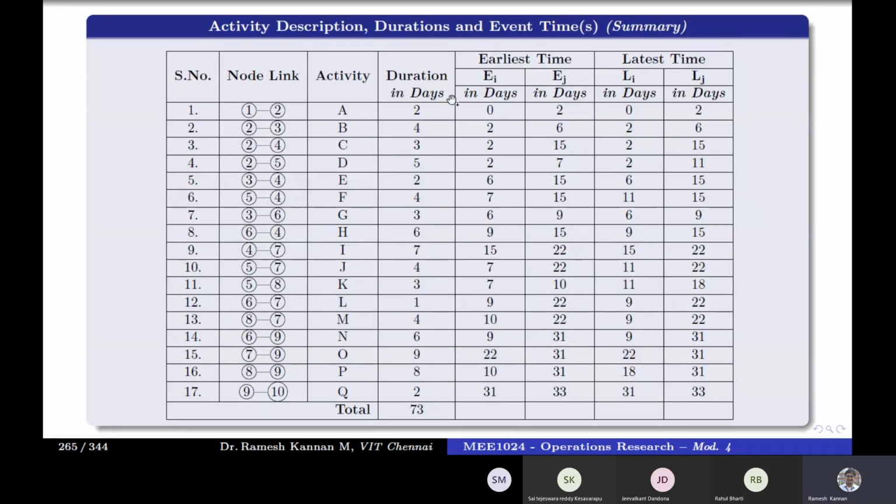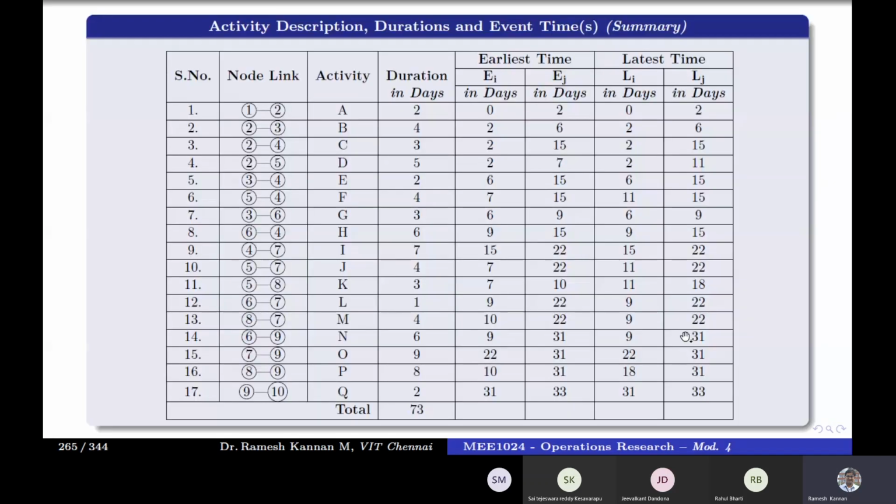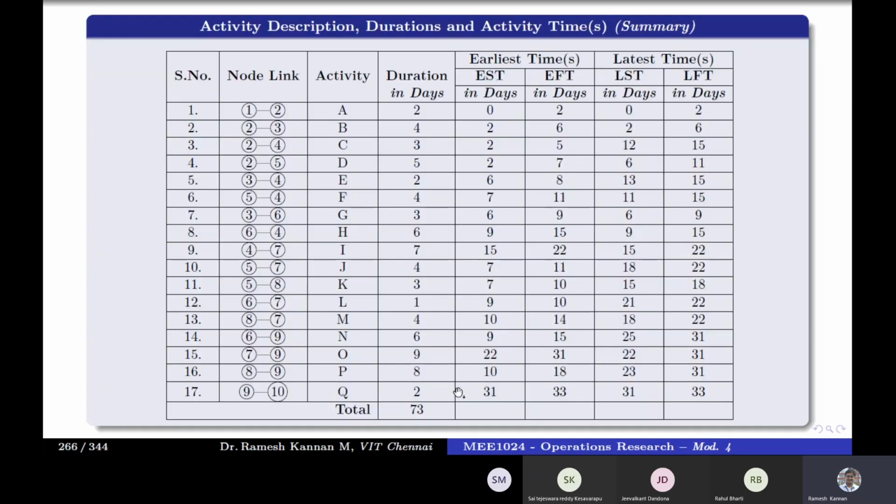it's pretty easy. You put down in a tabular column the earliest event time, EI, EJ. So EI is 1 here and EJ is 2, the node 2, and LI is the latest of 1, LJ is the latest of 2. So this is EI and EJ, this is LI and LJ. So put it in the tabular column. Then you find EST and LST. So early start time 0, early finish time is 2, latest start time is 0, and latest finish time is 2. So this is how you put it in the tabular column.